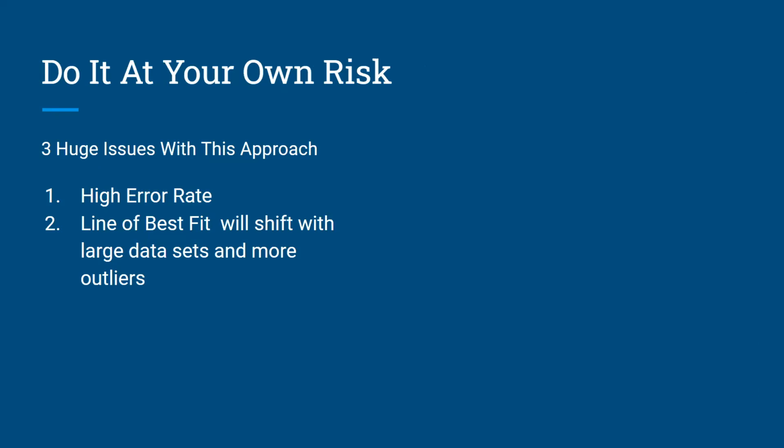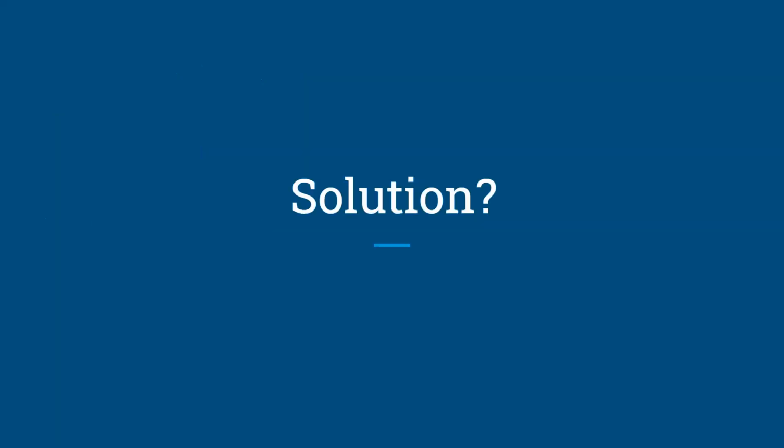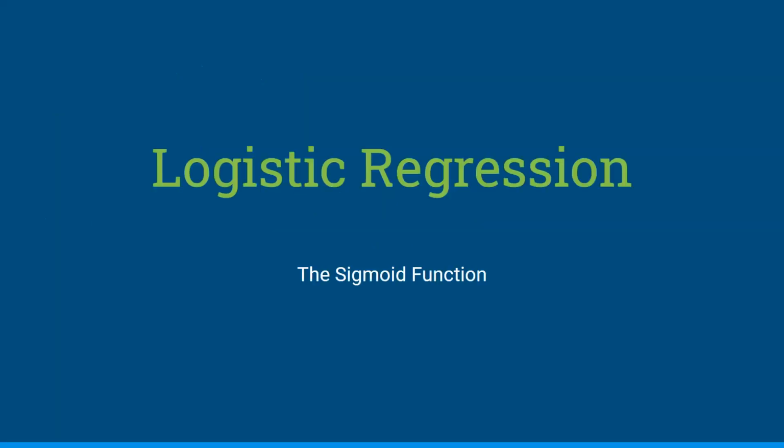You're going to have a very high error rate, and your line of best fit will shift with large data sets. The data sets that you guys are going to be working with next week, you can do it. It's not advised, but it will work for a very few cases, but not for the whole data set. So what's our solution to this? Well, our solution is logistic regression and the sigmoid function. All right.